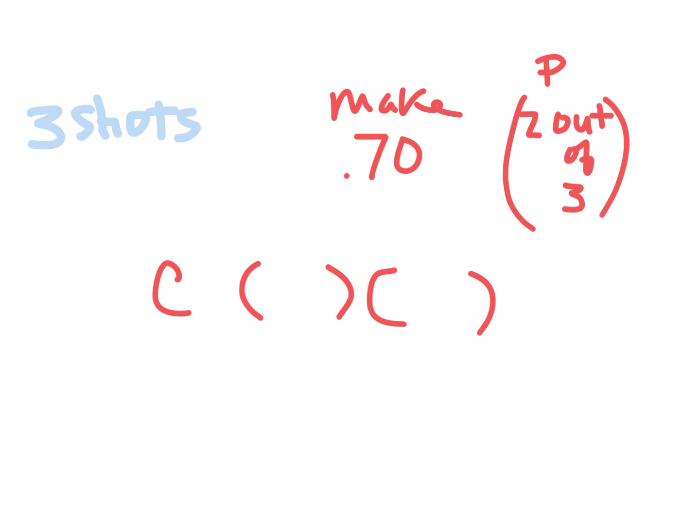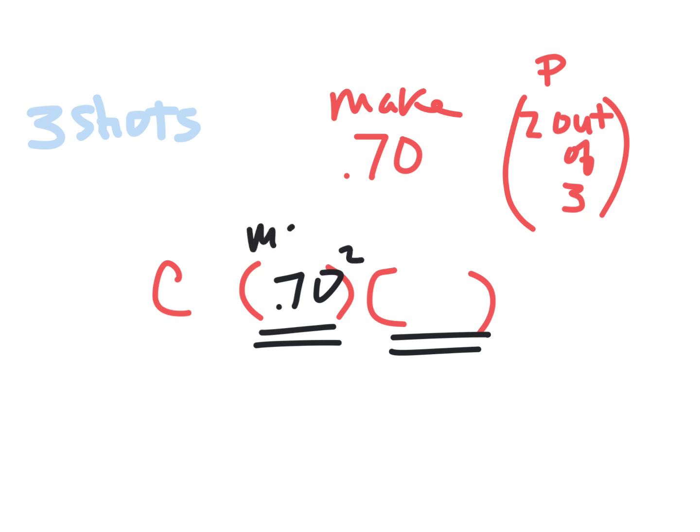Mr. Hawks, can you tell me what goes here and here? 0.7 to the... 2. There's only making 2 out of 3. Oh, 2. Okay, all right, so this is the make. And what's the other one? 0.3. And it's to the what? If you make 2, you're going to miss 1. There you go.